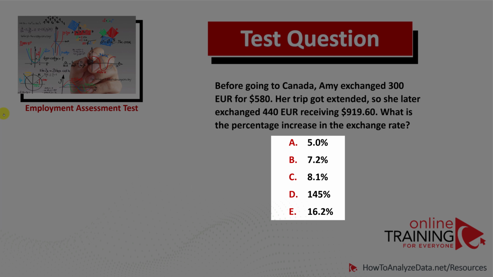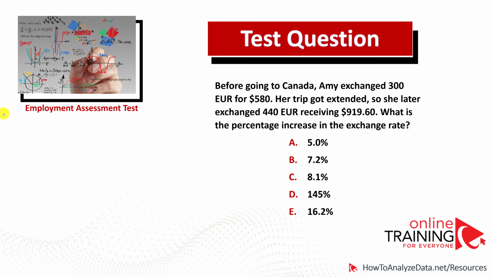And you have 5 different choices: 5%, 7.2%, 8.1%, 145%, and then 16.2%. Do you think you know the answer? Let's see how we can get to the correct solution together.